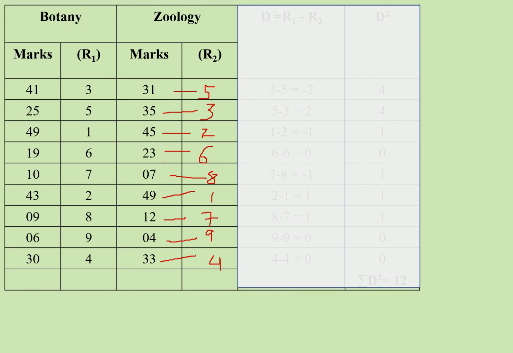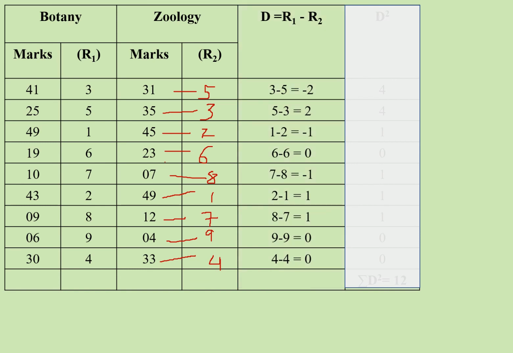Now find out the value of d by R1 minus R2. So 3 minus 5 is minus 2. 5 minus 3 is 2. 1 minus 2 is minus 1. 6 minus 6 is 0. 7 minus 8 is minus 1. 2 minus 1 is 1. 8 minus 7 is 1. 9 minus 9 is 0. And 4 minus 4 is 0.